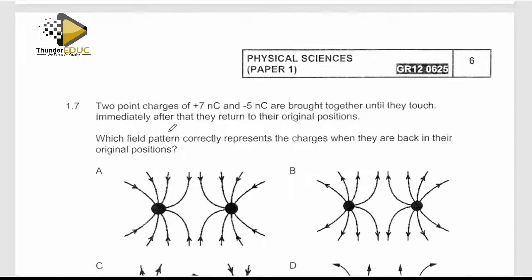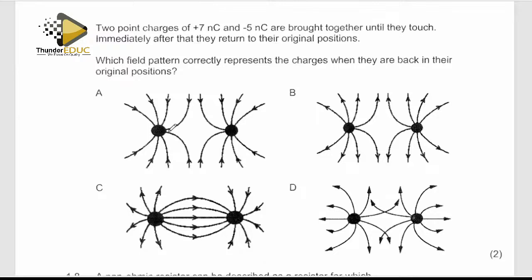And then 1.7, 2-point charges, 7 nanocoulomb and negative 5 nanocoulomb, are brought together up until they touch. Immediately after, they are returned to their original position. So one thing we know is that when charges are brought together, after the separation, the charges must have equal magnitude. So a 7 minus a 5 is going to give us a 2. You divide by 2, meaning that we're going to have a 1 nanocoulomb on each of the spheres.